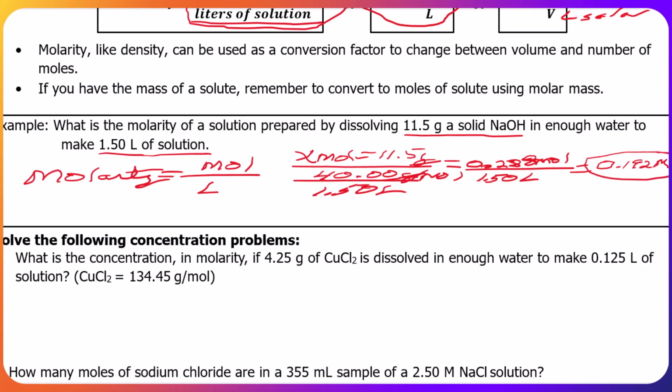Now, ordinarily, when I'm calculating a molarity, I would just do 11.5 grams divided by 40.00 grams per mole, and then I would divide by, if I have it, liters of solution. I just put it in my calculator, 11.5 divided by 40 divided by 1.5, and you will get the same answer. All right, your turn.